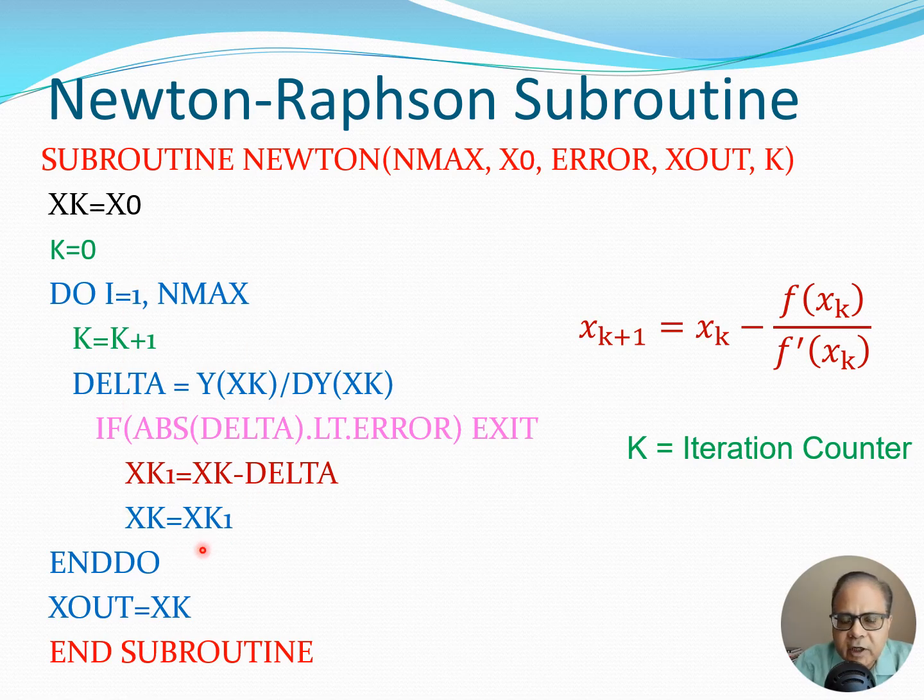So after some time, hopefully this is going to converge if you have a good enough guess. And then at that point, I put xout is xk, that is the root which I am going to output out of this subroutine.